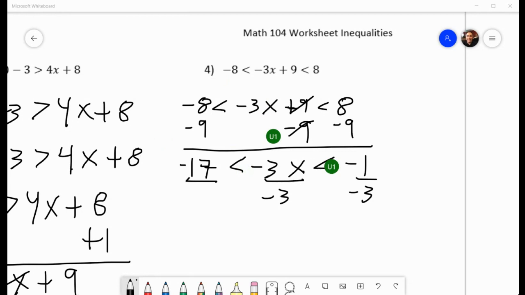And what's going to happen with the inequality symbol? Oh my goodness. Come on. Good, there we go. Okay. I don't know, Microsoft Whiteboard draws a triangle like that when it thinks I want one.